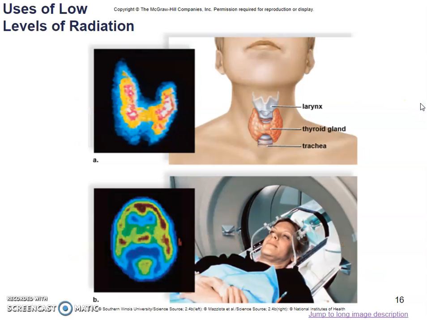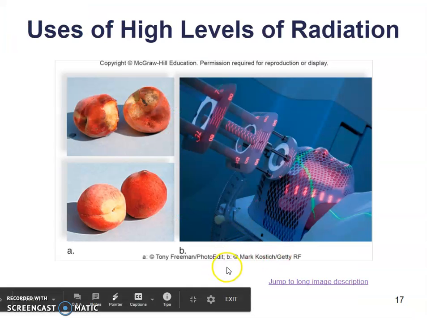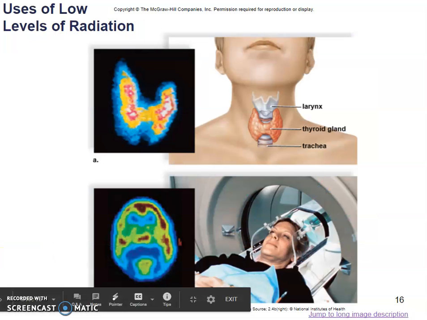Low levels of radiation can be used to treat different conditions. Thyroid issues can be treated with low levels of radiation. Also, PET scans and CAT scans use low levels of radiation.